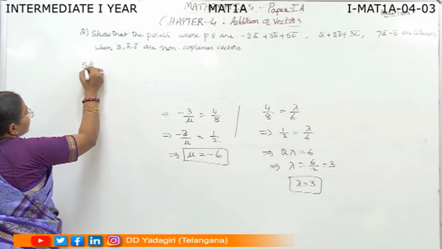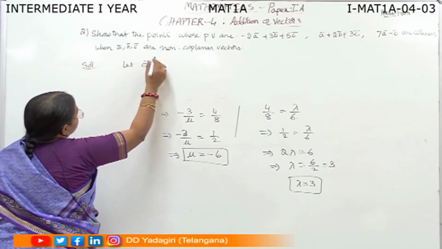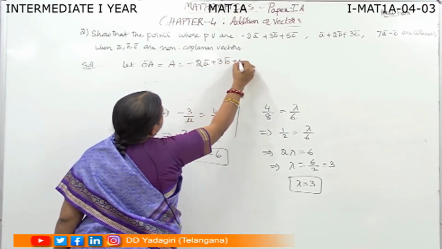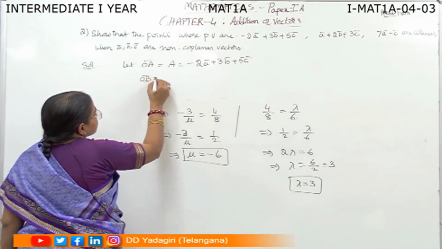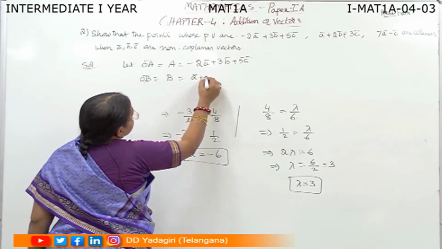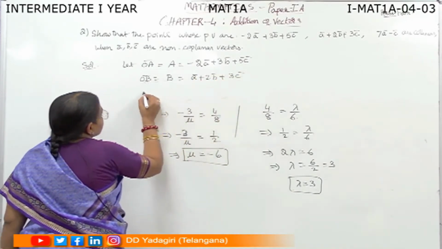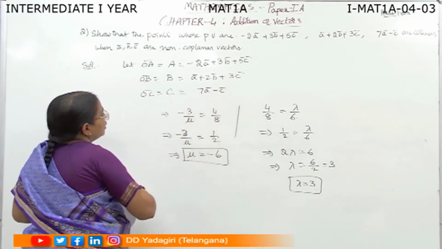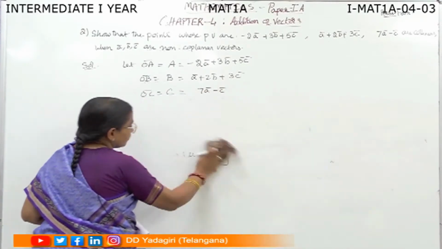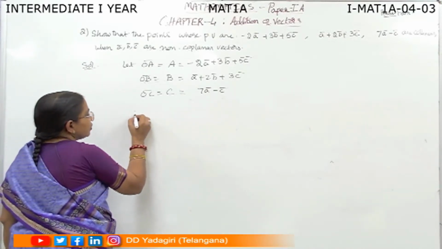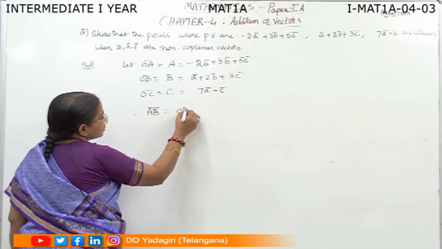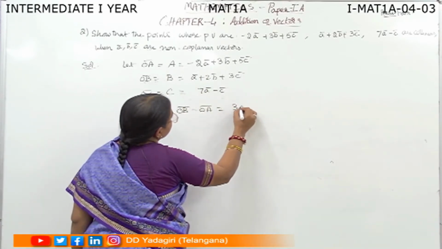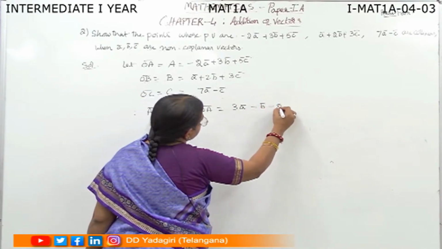Now you must show that these are the points. So you will take them as A. Let OA be equal to minus 2a plus 3b plus 5c, and OB, this is point B, is a plus 2b plus 3c, and OC, the point C, is 7a minus c. Now convert these three points into two vectors. So what is the AB vector? OB minus OA. When you subtract OB minus OA, you will get 3a minus b minus 2c.